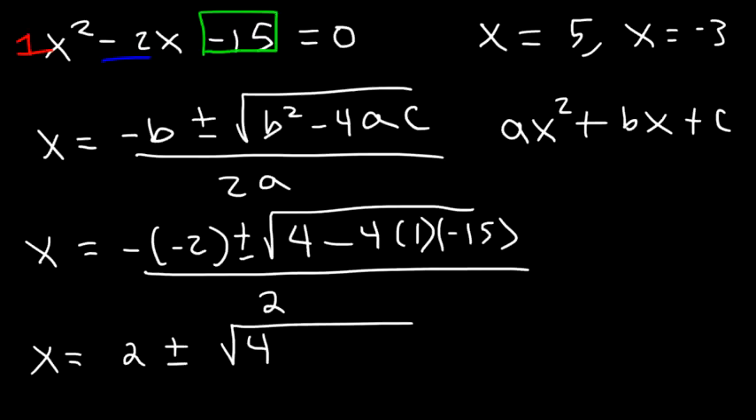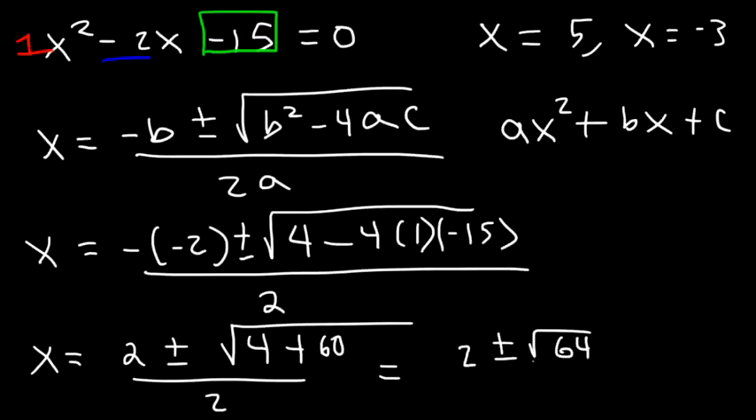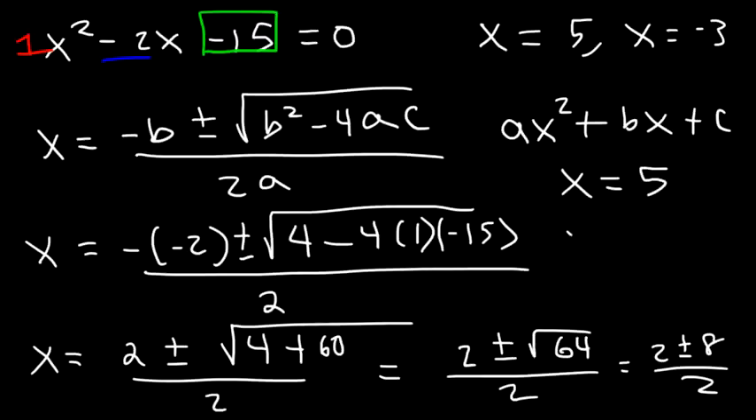And then we have 4. Negative 4 times negative 15, that's positive 60. And 60 plus 4 is 64. Now the square root of 64 is 8. So we have 2 plus or minus 8 divided by 2. 2 plus 8 is 10. 10 divided by 2 is 5. That gives us the first answer. The next one is 2 minus 8 divided by 2. 2 minus 8 is negative 6. Negative 6 divided by 2 is negative 3, which gives us the second answer.